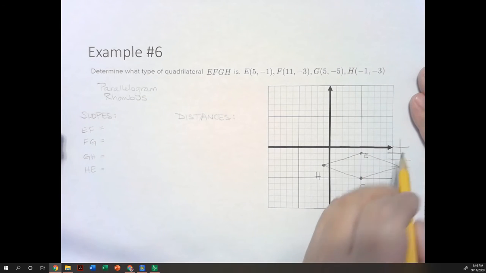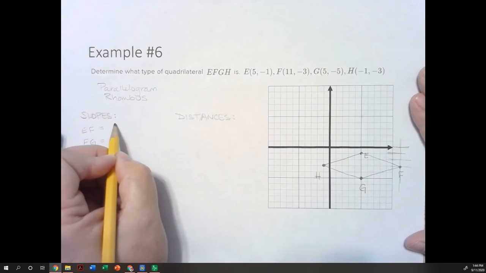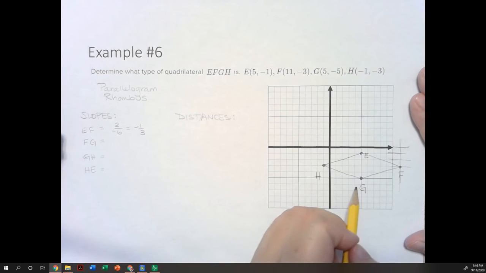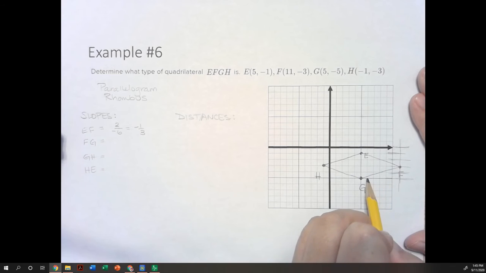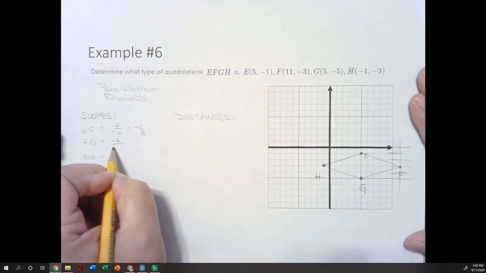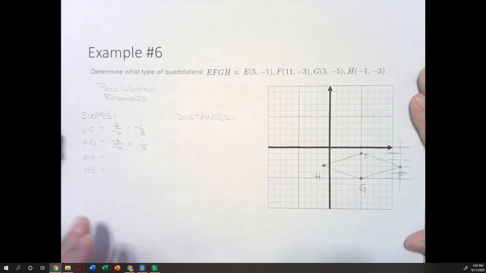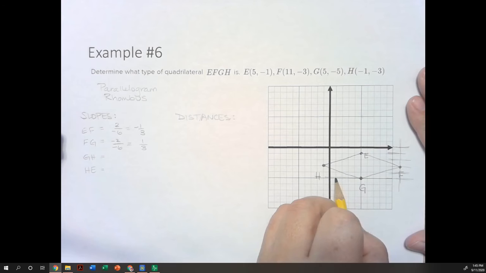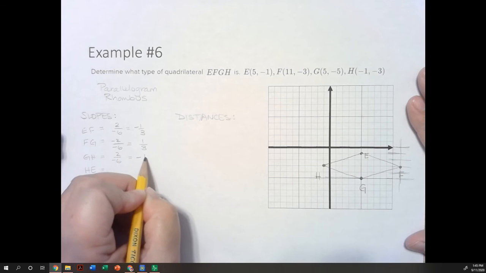All right, so E to F means I go up 2 over 1, 2, 3, 4, 5, 6. All right, so I went up 2, left 6. So that's -1/3. All right, F to G. Okay, I'm going to go down 2, 1, 2, 3, 4, 5, 6. So down 2, and then I went left 6. So I got 1/3. All right, G to H. So I go over 1, 2, 3, 4, 5, 6, up 2. So I went left 6 and I went up 2, so -1/3.